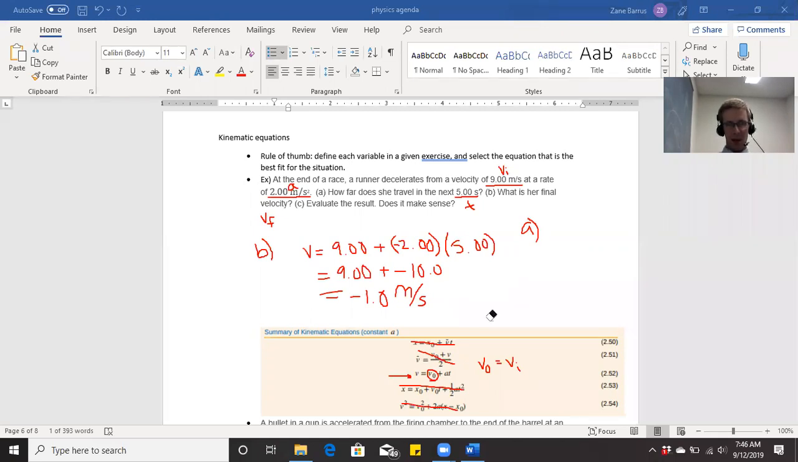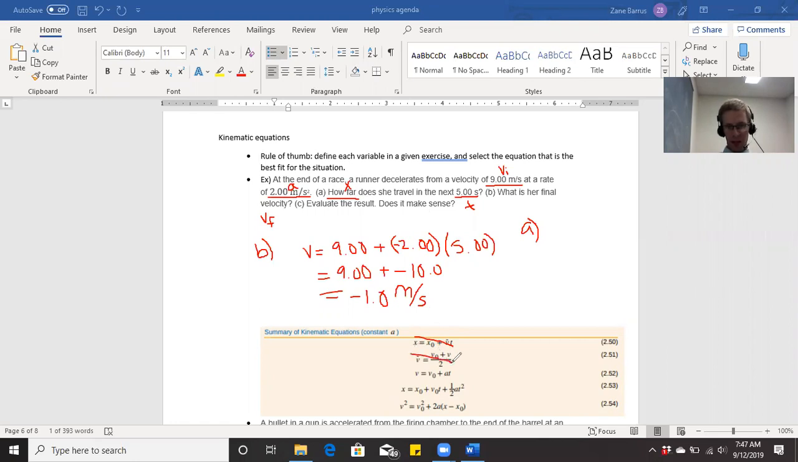Okay, so I'm going to reset my equation board so we can zero in on the equation we need. So they're asking how far does she travel? So they're asking us for a displacement. So they want x in this case. All right. So if we look at our equations, we don't really care about average velocity.